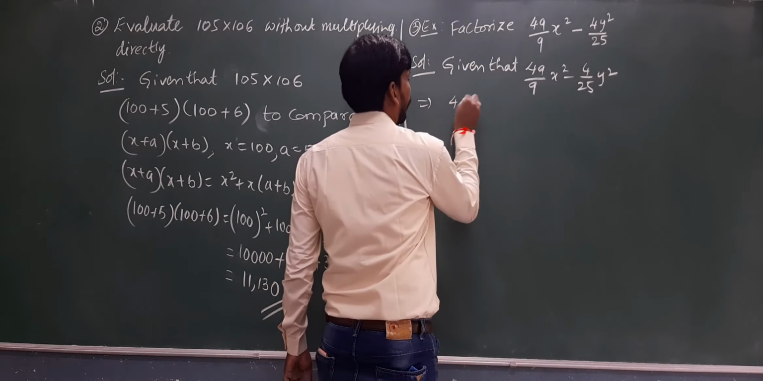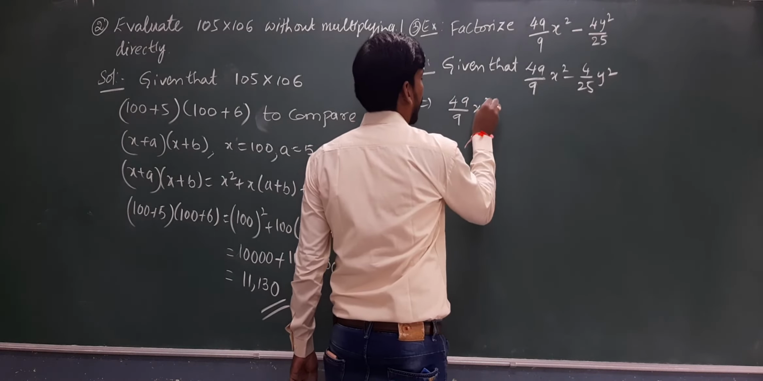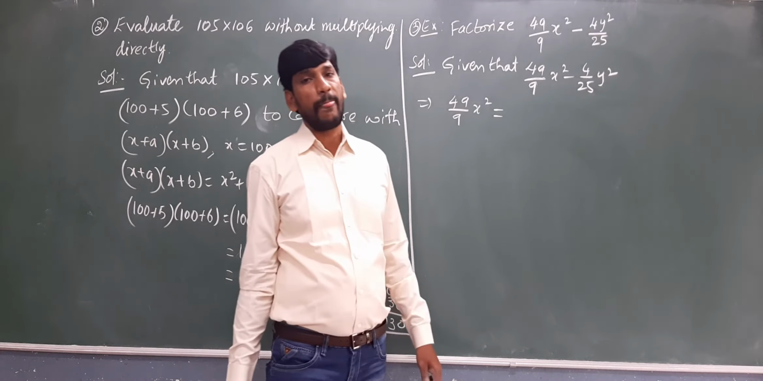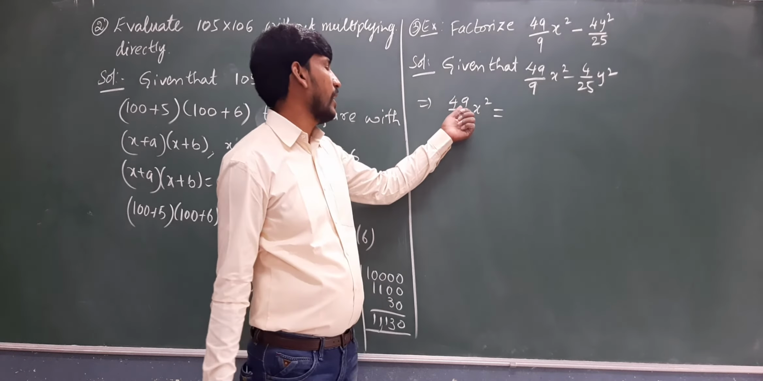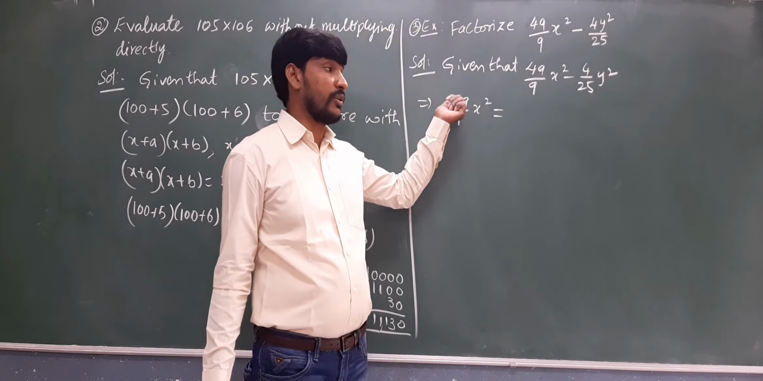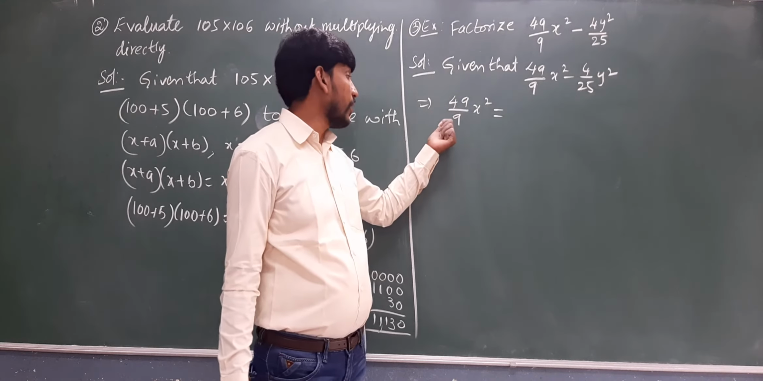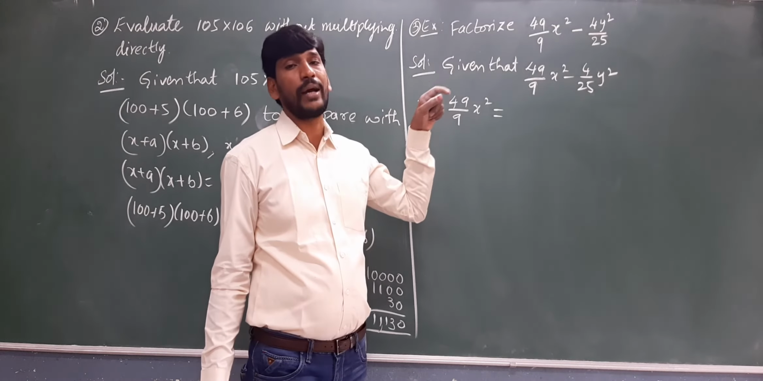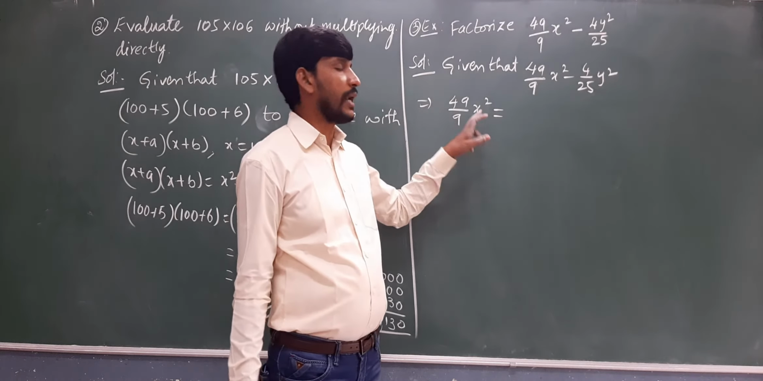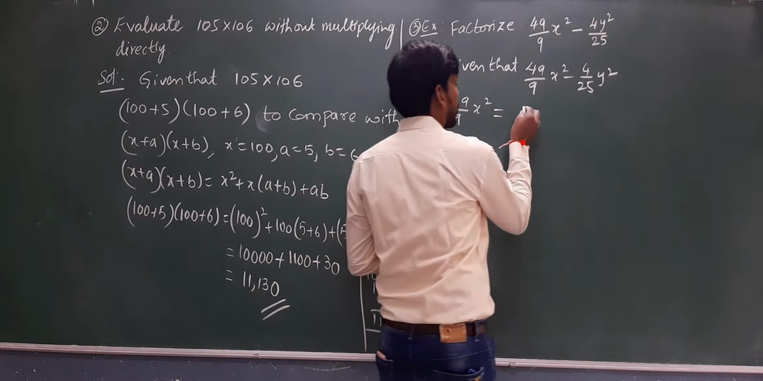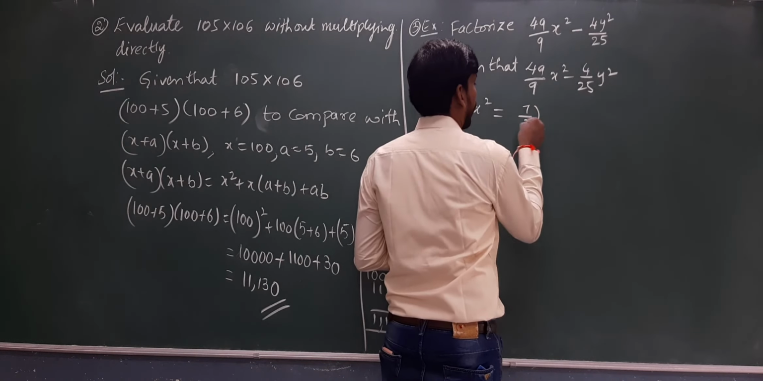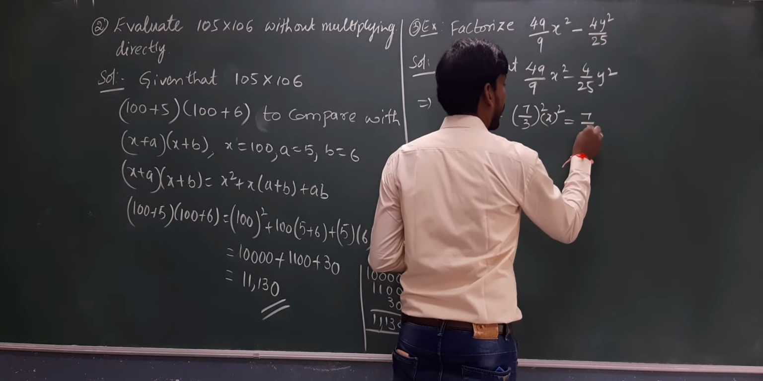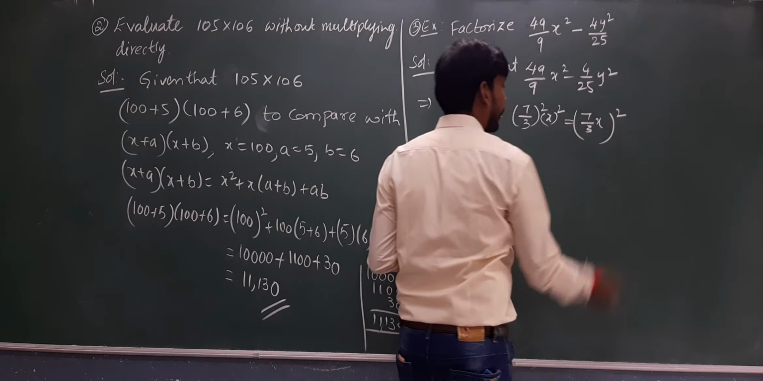See this here, 49 by 9 x square. This value I am going to write. 49 is a perfect square number. The square root of 49 is 7, and the square root of 9 is 3. So 49 by 9 can be written as 7 by 3 whole square. x square can be written as x whole square. So this is 7 by 3 whole square into x square, which can be written as 7 by 3 x whole square.